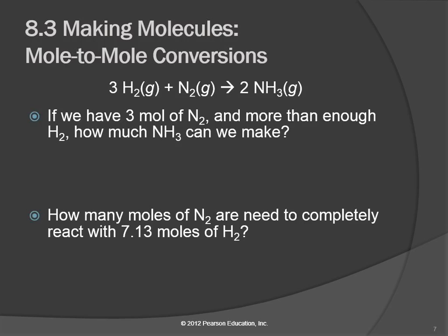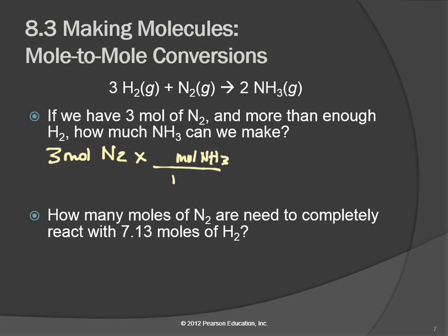Okay, so let's practice with these. If I have 3 moles, oh, wrong color. If I have 3 moles of nitrogen, and I have more than enough hydrogen, how much ammonia can I make? This is a lot like the pancake question. I want to find out how many moles of NH3.